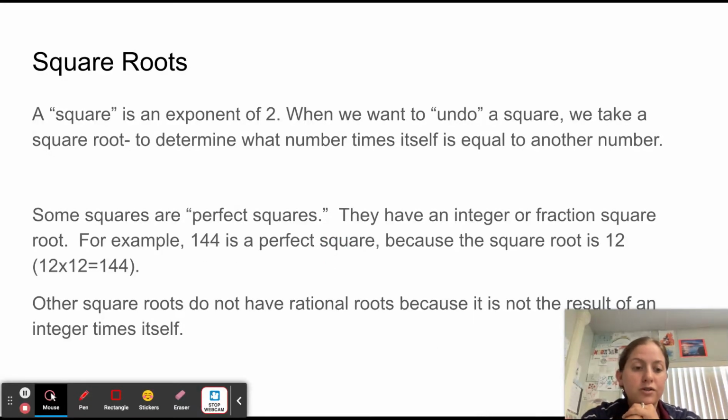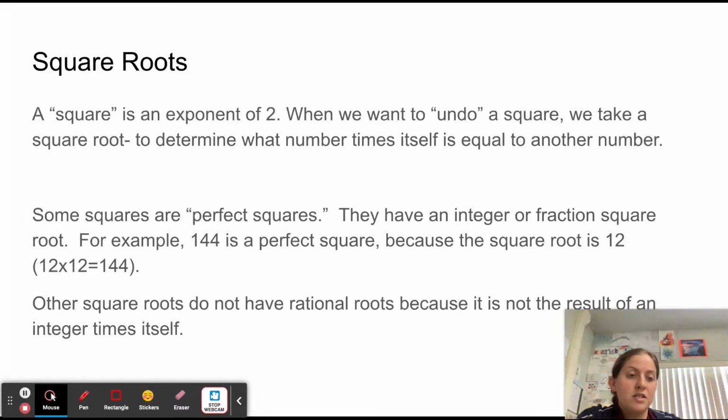Very importantly, we need to understand a square root. So a square is an exponent of 2. And when we want to undo that square, we're going to take a square root to determine what number times itself is equal to another number. So some squares are perfect squares. They have an integer or fractional square root. For example, 144 is a perfect square.